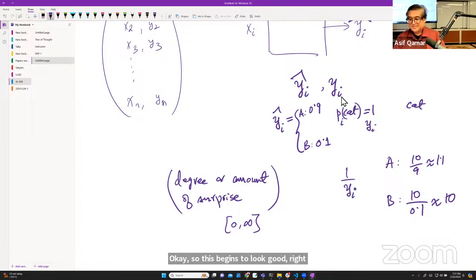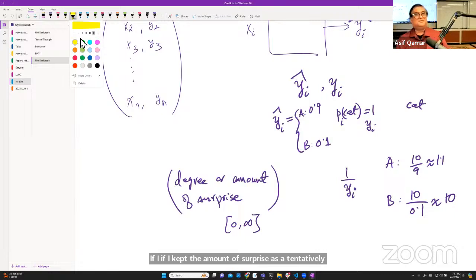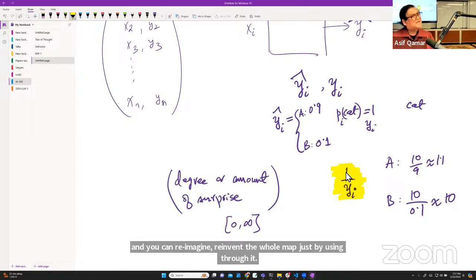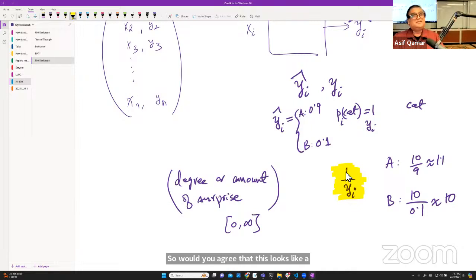If I kept the amount of surprise as a possibility, and we are trying to invent the mathematics from first principles. People often say, oh, I'm scared of AI because it's full of math. Actually, it's full of very dead simple math. And you can reinvent the whole math just by reasoning through it. So would you agree that this looks like a good idea? When probability is high, this number is low. When probability is low, we are hugely surprised.